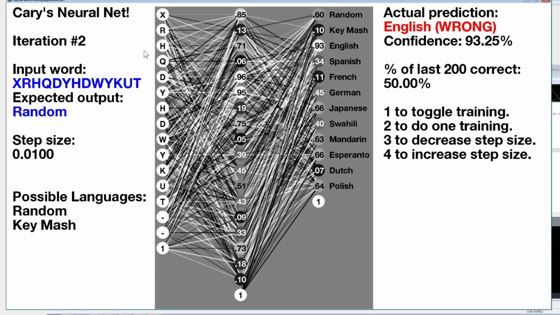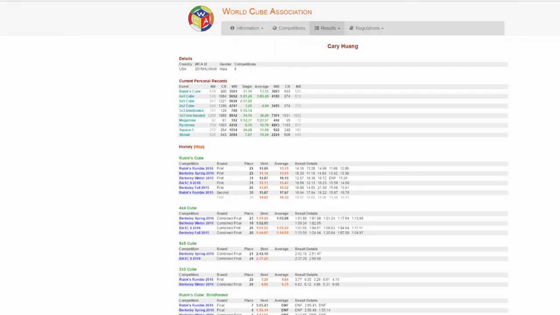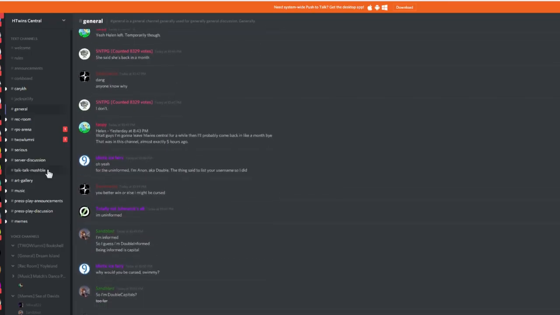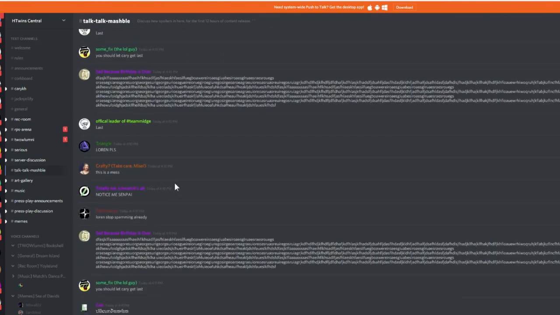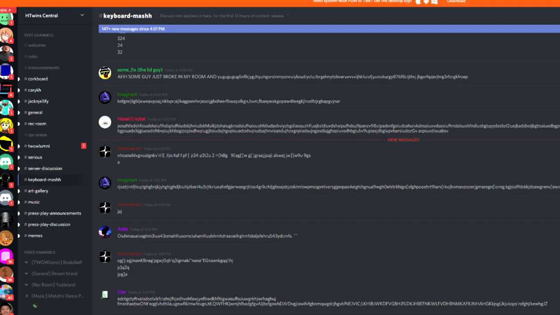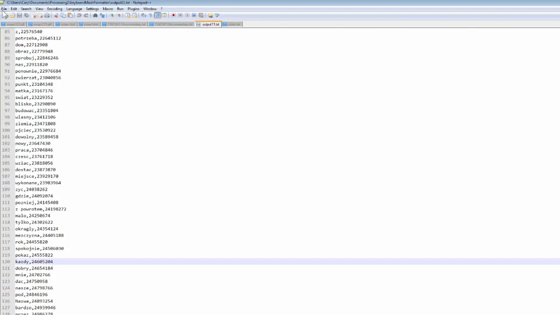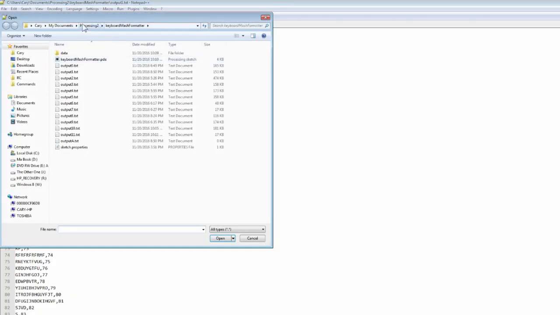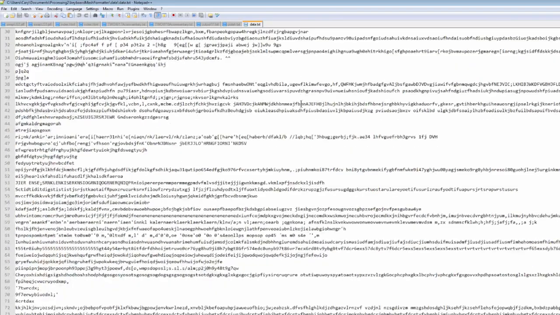So random, as you probably expected, is just a random string of letters. It's just choosing from A to Z by the roll of a die, and those are the letters. So X, R, H, yeah, you get the idea. Keymash is different because what I did was I asked a ton of people on the HTwins Central Discord chat to mash their keyboards to get these random strings of letters and give them to me. So I put them into this big database. Here's the raw data of all of that. Obviously, anything that wasn't a letter got cut out and only the letters were considered.